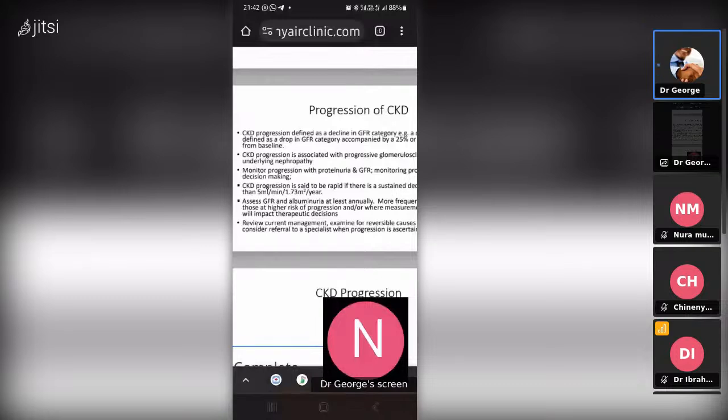Note this APOL1 gene. Okay, that's one of the things that you find in blacks that predisposes them to essential hypertension that does not respond to common medications except amlodipine. Okay, and also this is one of the genes that predisposes them to hypertensive nephrosclerosis. So this gene is very important in blacks.